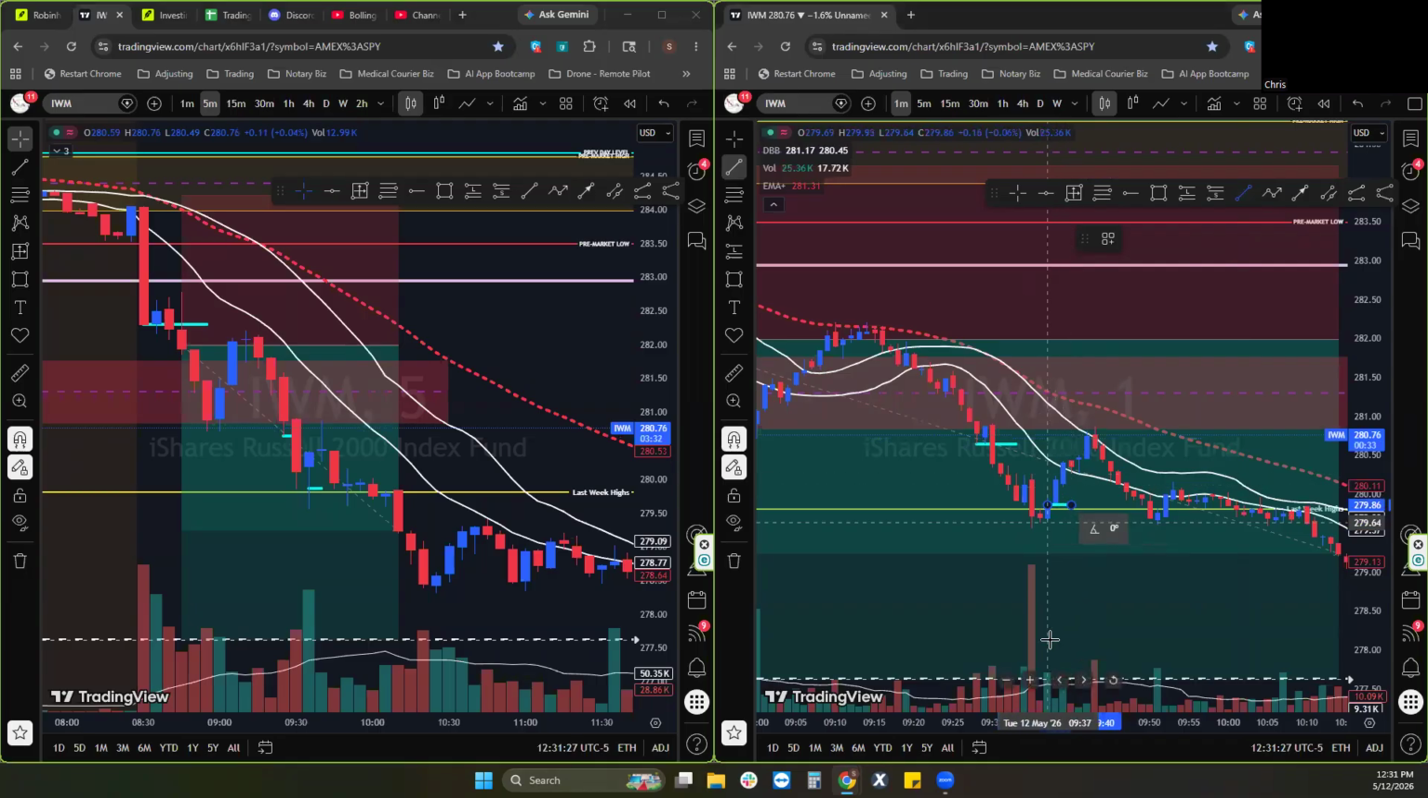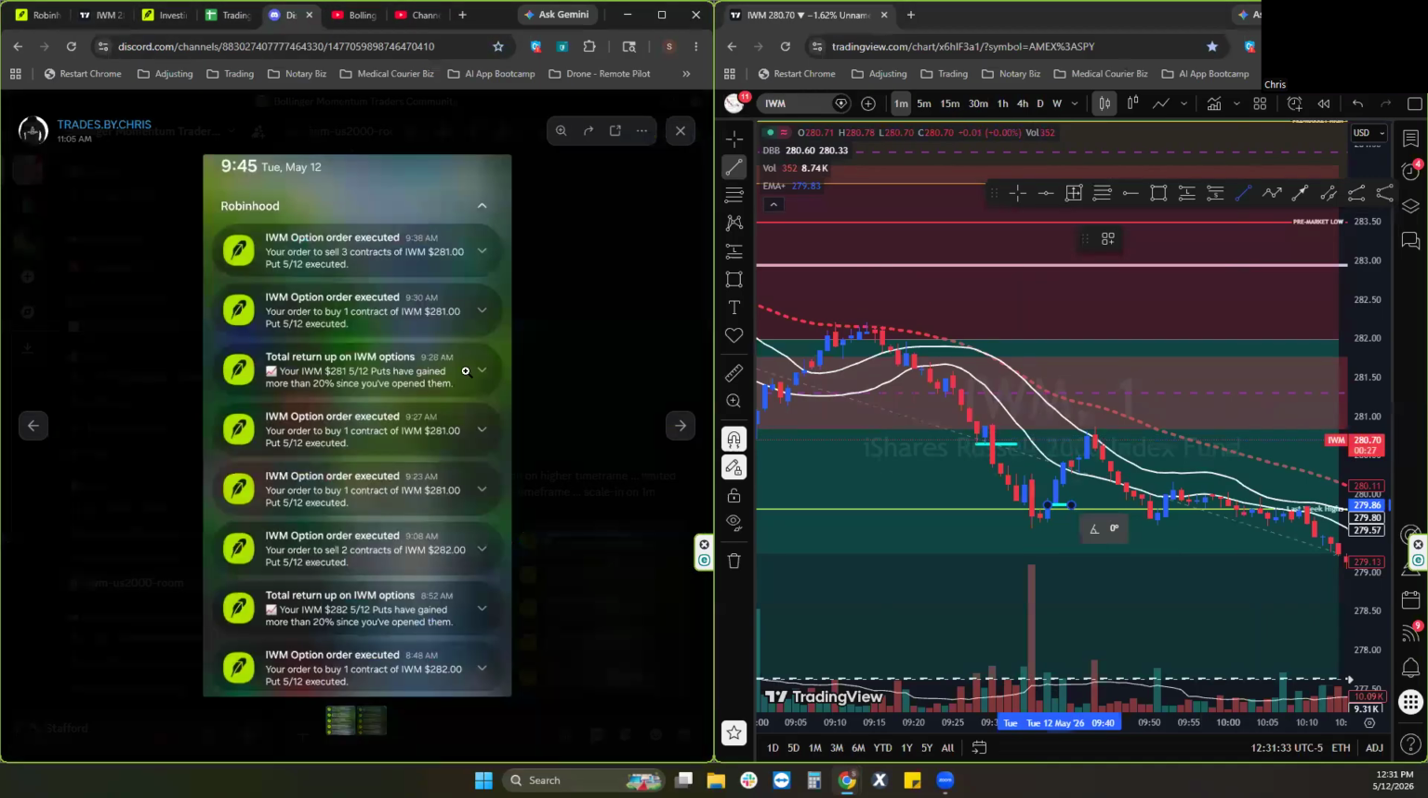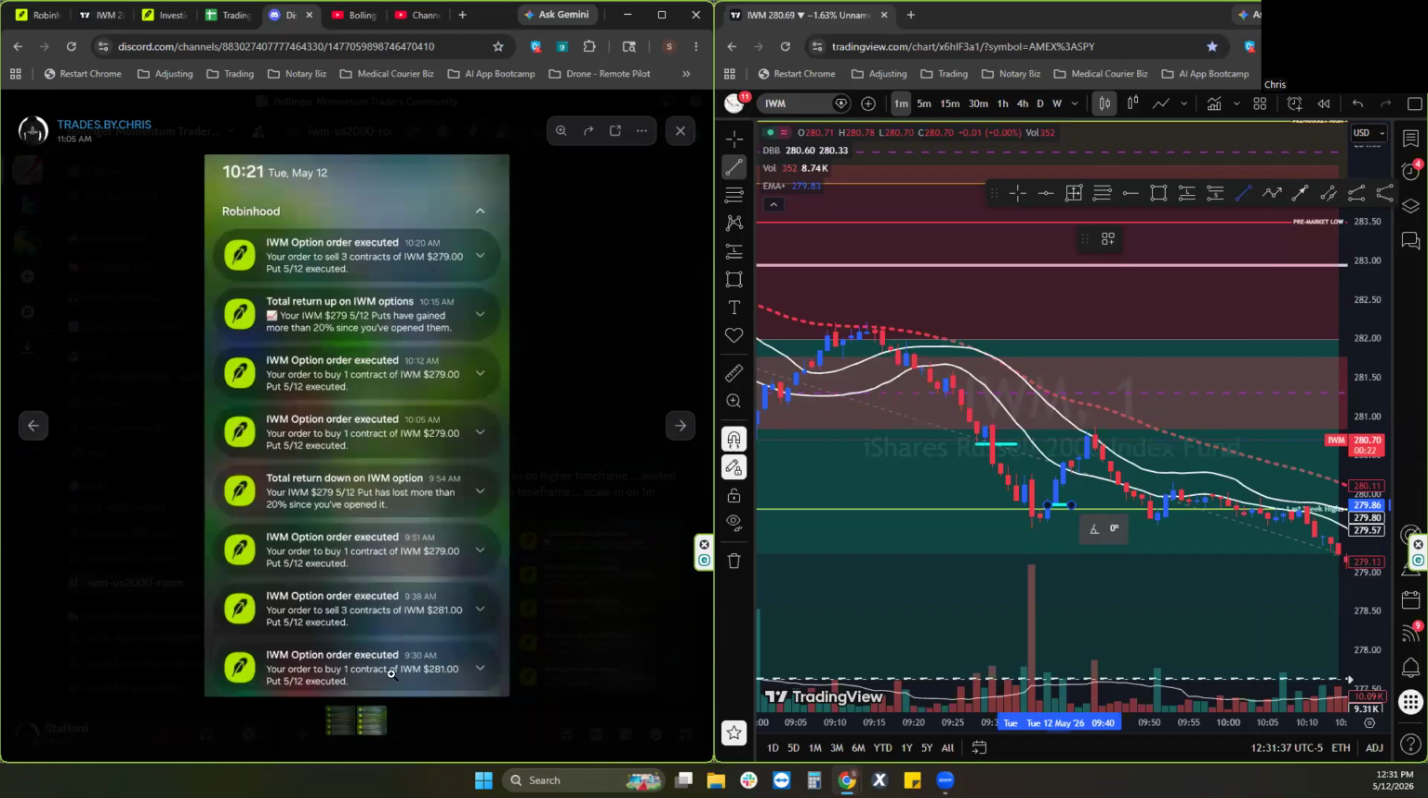Okay. So then we're out of that trade, price pulled back again. And then let's see where we got into the last trade. Let's see. So from 938, 951 is our next entry. When we got in at 951, it immediately went in drawdown. Okay. It lost more than 20%.